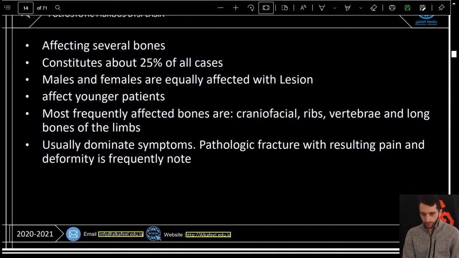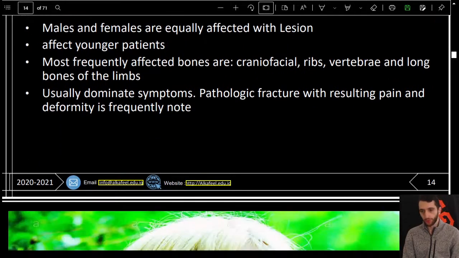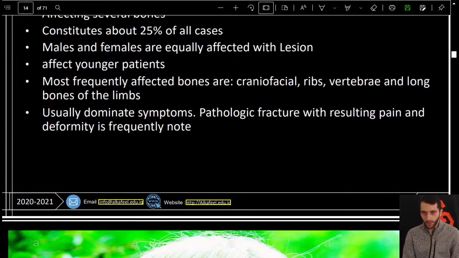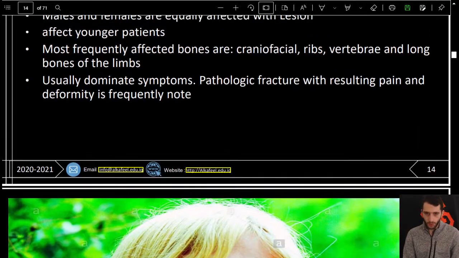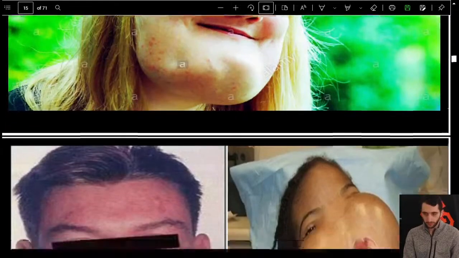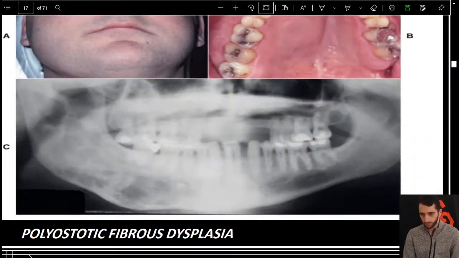Moving on to see all the images that we will present to you, and these images will be graphic in nature, so be advised that these pictures are not suitable for everyone to watch. Polyostotic fibrous dysplasia.